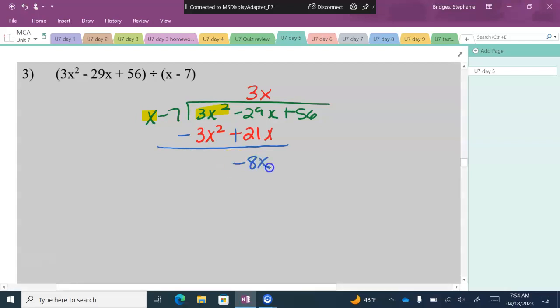Negative 8, okay? So make sure you check your answers. A lot of you had a positive 8 right there, okay? Not the answers, but check your work. You should have a negative 8x there, and then bring down that plus 56.